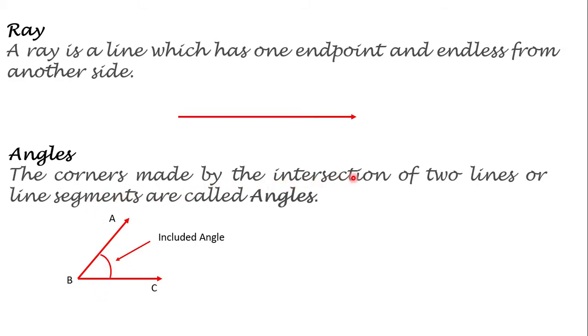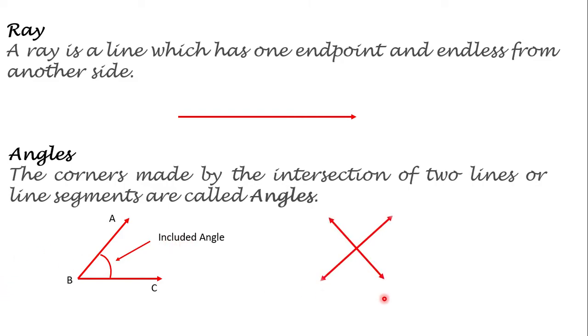The corner made by the intersection of two lines or line segments. The corner part. This is the corner part, which is made by two line segments, lines or rays. Here I have taken two rays and the measurement of this distance is known as angle.